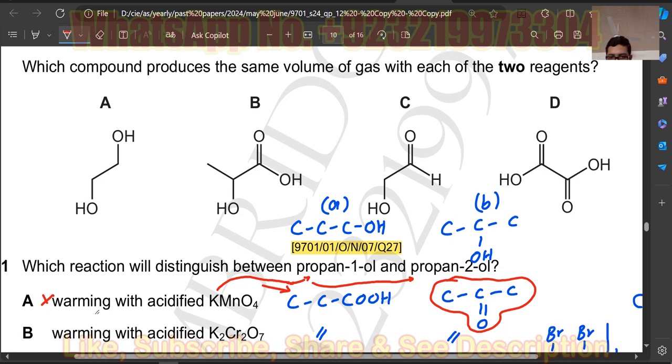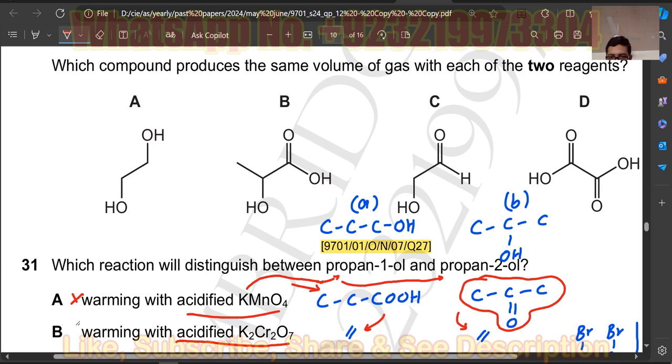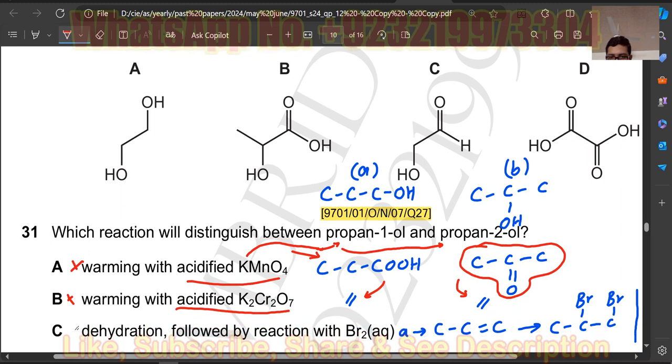Then the other is K2Cr2O7. You know that both KMnO4 and K2Cr2O7 are oxidizing agents, so the products will be the same. With propan-1-ol, the product will be the same, and propan-2-ol will give the same product according to the first reaction. So it is again not possible to distinguish them. Now comes the dehydration followed by reaction with bromine.